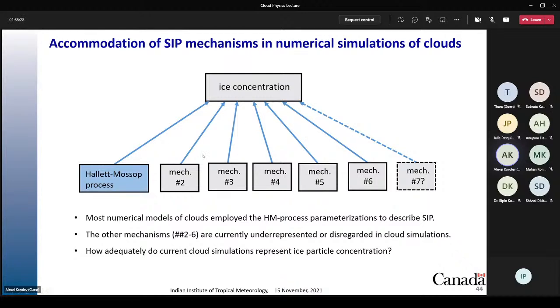And obviously, with the existing parameterizations of other mechanisms, you can tune secondary ice production due to the six mechanisms in many possible ways and obtain the right concentration of ice. So this situation is a little bit concerning. And I also want to emphasize that there may be some other mechanism which we are not aware of yet.